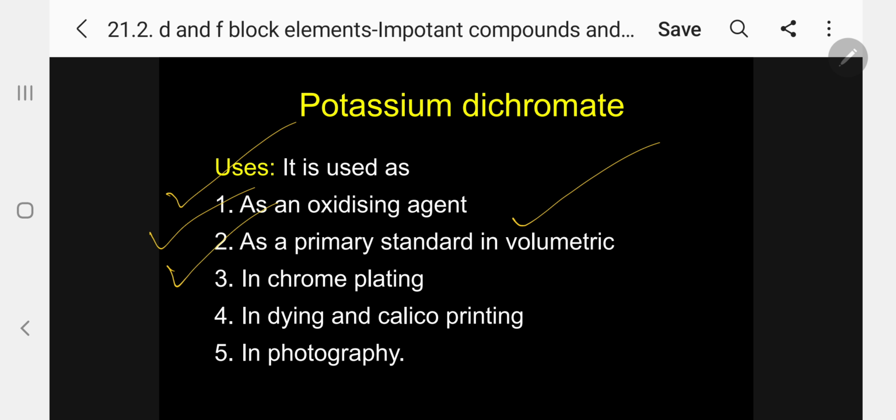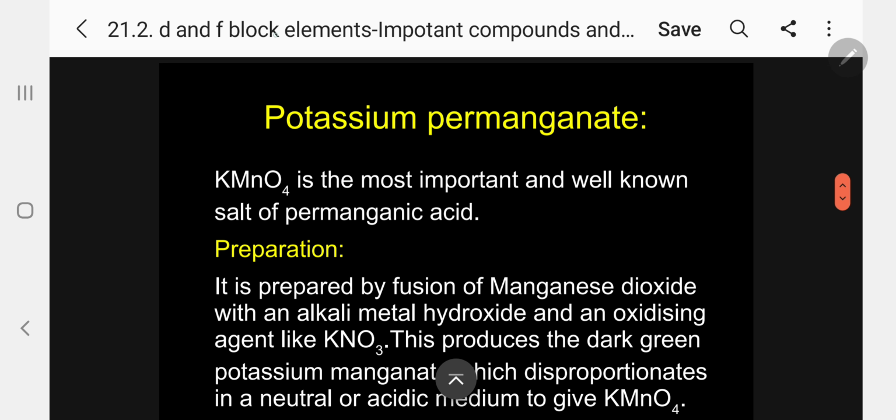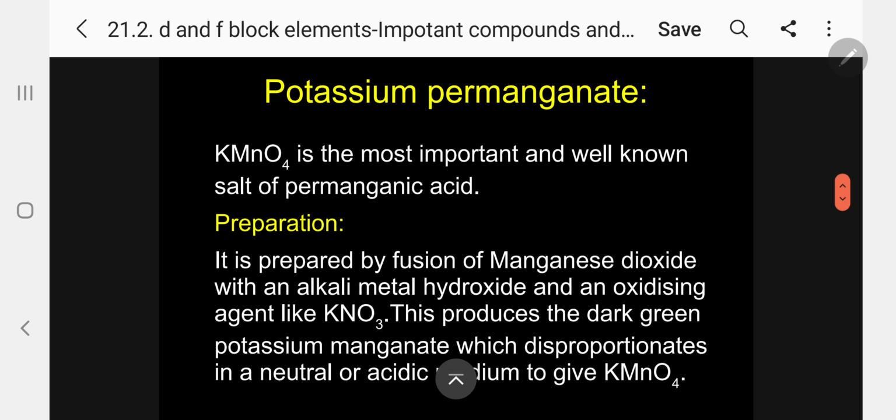Number 3, it is used in chrome plating. Number 4, it is used in dyeing and calico printing. And also it is used in photography. Please follow. Next, I will go for another important compound under d-block elements, potassium permanganate, KMnO4.